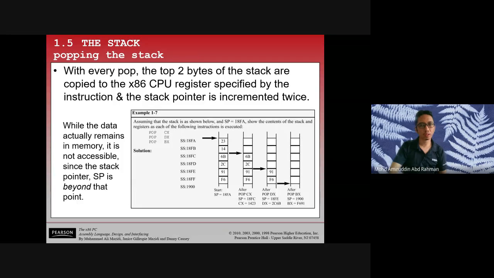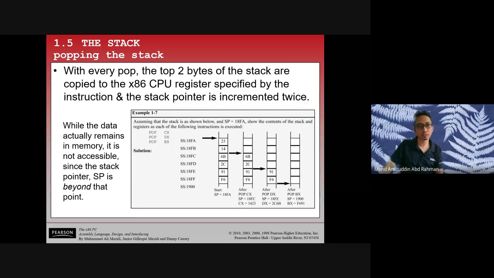Now we look into the pop, right? For the pop, it will be reversed, from the lower byte to the higher byte. So let's see here. Assuming that the stack is shown below and SP, the stack pointer, equals 18FA, show the contents of the stack and registers as each of the following instructions is executed. So we already have information there. Let's say you want to pop CX, so we want to put the information into the CX.